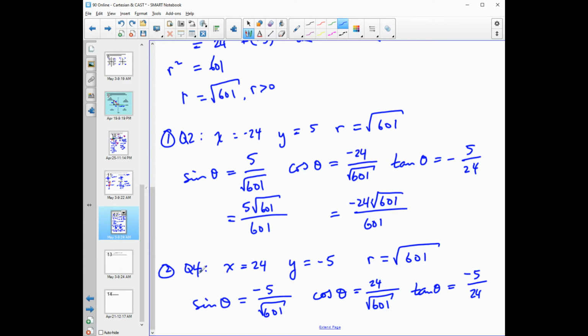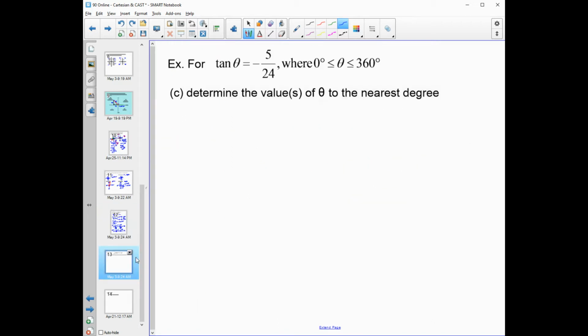So now I've found the ratios for both of those possible angles. Now, how can I use that together to find the value of theta? And sometimes you'll get questions that only do this. Not all questions are going to look for those ratios. Sometimes you'll get a question that will just say, okay, tan theta is equal to -5/24. What are the possible values of theta between 0 and 360 in this case?